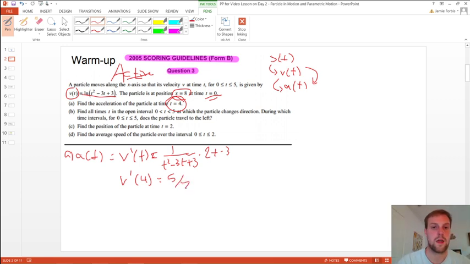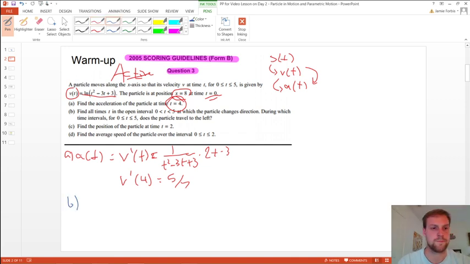As far as the units go, does it say what time is? The particle moves along the x-axis, but it does not give a unit of measurement here. It doesn't say seconds or hours. If it doesn't tell you seconds or hours or anything like that, you do not have to put a unit of measurement. So the acceleration of the particle is 5/7 units per second squared, or units per time squared. All right, let's move on to B.